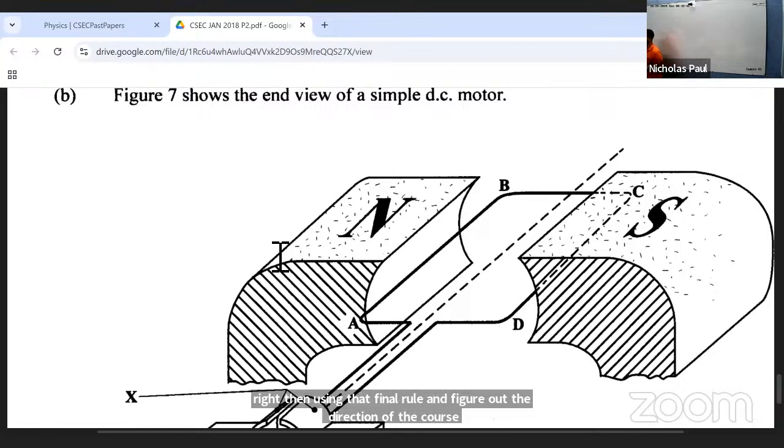What's the force on DC and what's the force on AB?